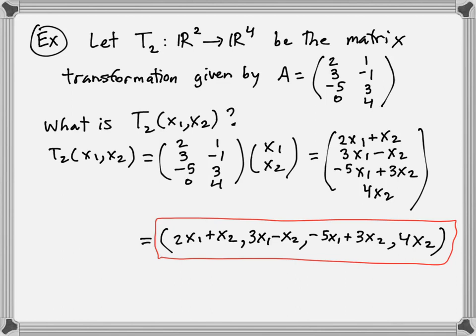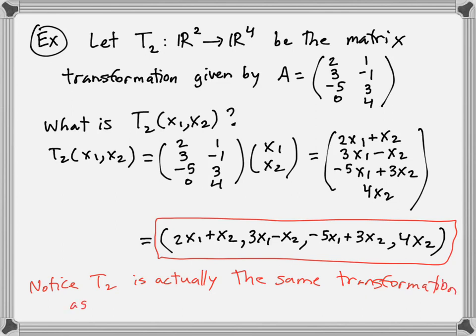Okay, so notice T2 is actually the same transformation as T from our last example. Why is that interesting? Well, in our last example, we didn't write T as a matrix transformation. We just wrote T as a generic transformation, and here we showed that it was really a matrix transformation.